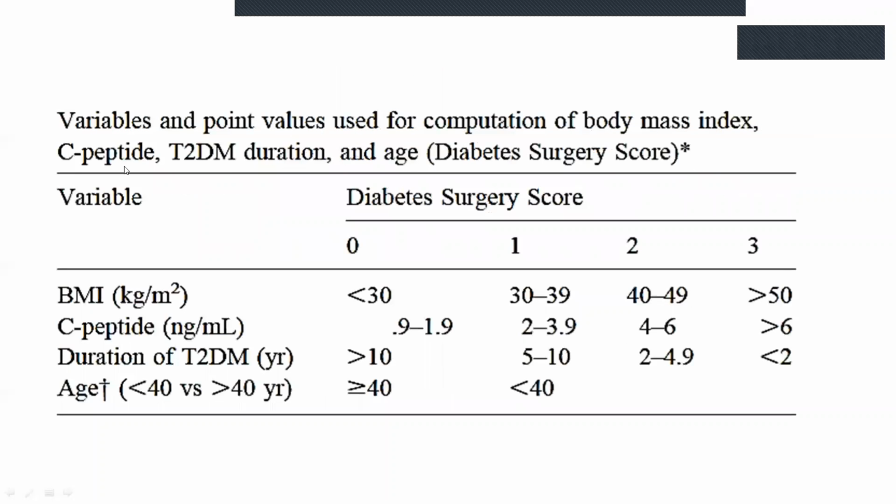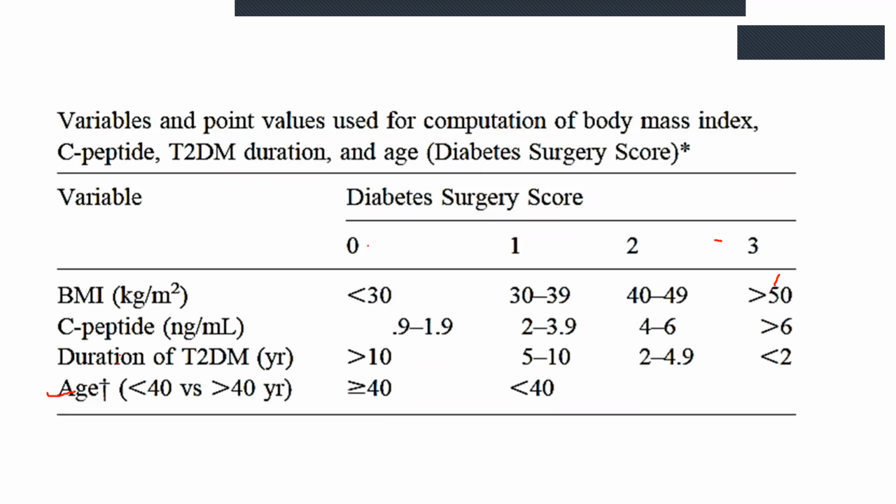So according to the ABCD score, which they called the diabetic surgery score, the scores range from 0 to 3 for each of the 4 variables except age, where there was only a score of 0 and 1. A higher score was given if the variable had a better chance of remission. For example, in BMI, the higher the BMI, the higher the predicted chance of remission.